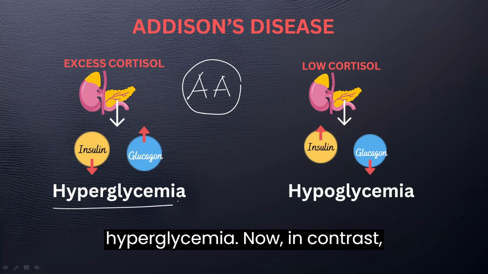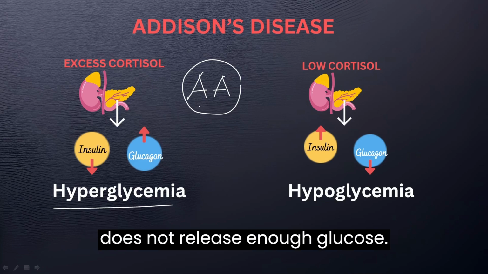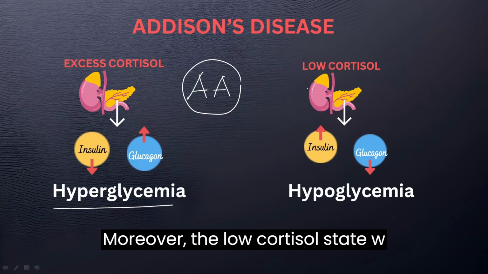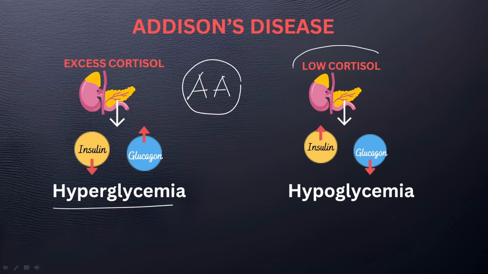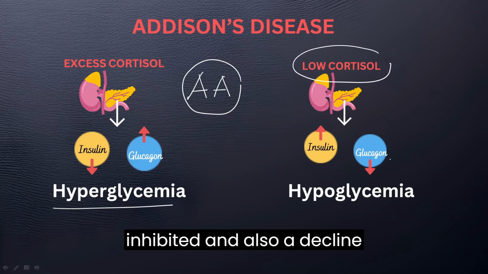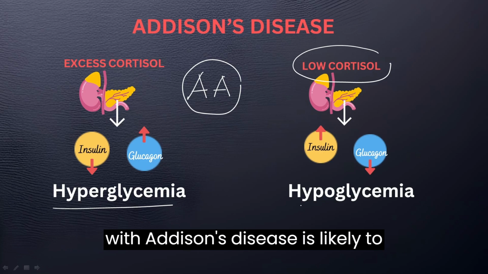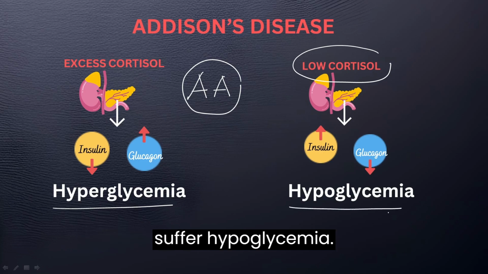Now, in contrast, without enough cortisol, the liver does not release enough glucose. Moreover, the low cortisol state would leave insulin not inhibited and also cause a decline in the glucagon levels. Hence, a patient with Addison's disease is likely to suffer hypoglycemia.